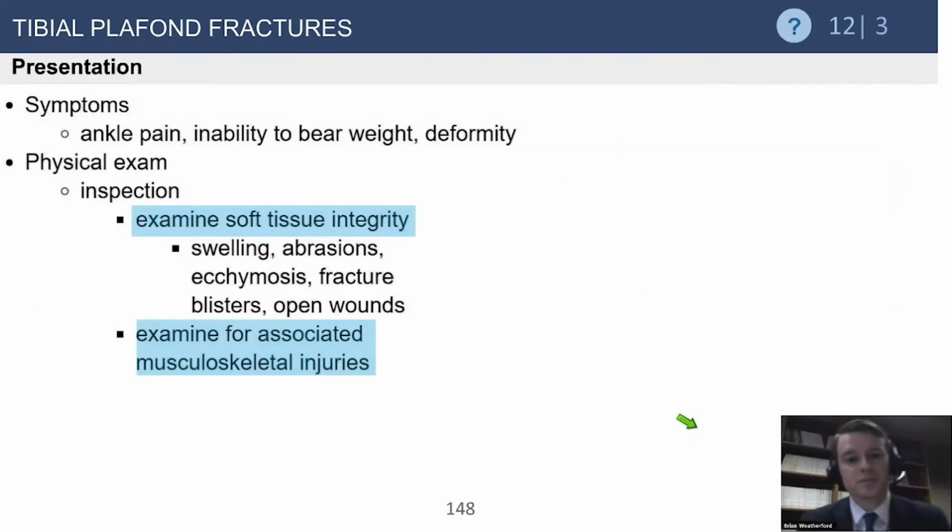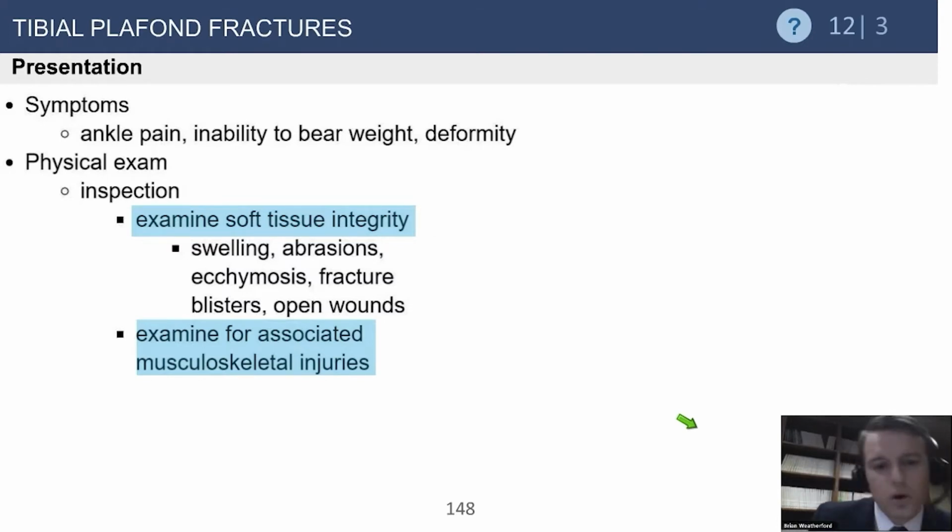Okay, so the symptoms for this are typically pretty straightforward. There's not a lot of subtle presentations of a tibial plafond fracture. People have significant ankle pain, inability to bear weight, and they may have associated deformities. Inspection is really where the critical aspect of this comes in. You have to examine the soft tissues carefully in people that present with fractures of the tibial plafond. They may have significant damage or contusion to the underlying soft tissues. They may have abrasions, they may have fracture blisters, and they may have even subtle open wounds that are absolutely critical to evaluate and discover on your initial exam.